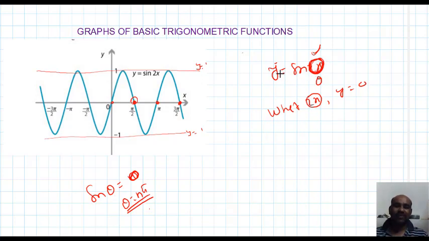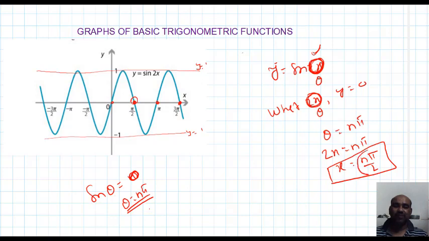What values of theta make y equal to 0, or indirectly, what values of 2x? Y equal to 0. If this is taken as theta, then theta should be of the form n pi, only then y is 0. Theta means 2x, so 2x should be in the form of n pi. So x equal to n pi by 2. This is important: your x should have the form n pi by 2. For these values of x, your y is 0.